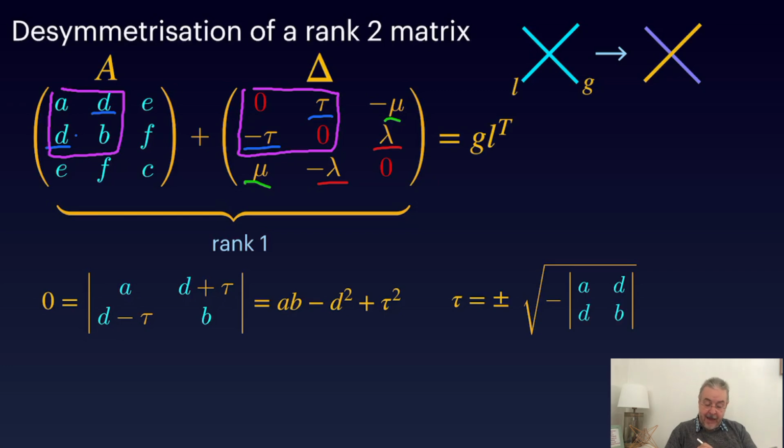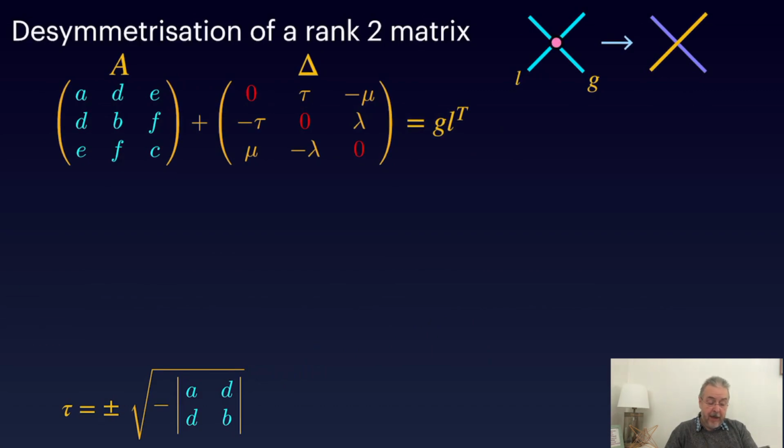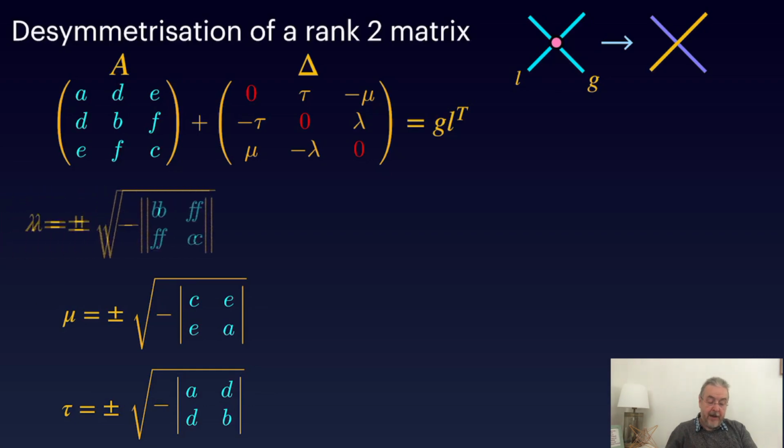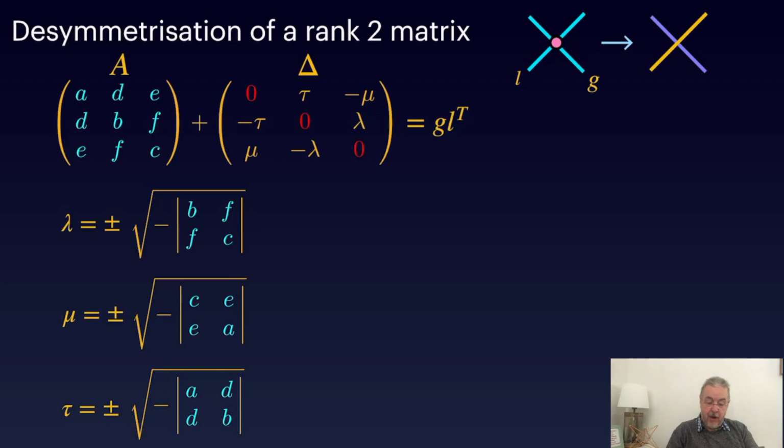What we get is that tau has to be equal plus or minus the square root of the negative of the determinant that we have in this little block in A. And by that we can get also mu and lambda in a completely similar way. So what we get is that mu is plus minus the determinant of this 2 by 2 minor, and lambda is plus minus the square root of minus the determinant of the last 2 by 2 minor.